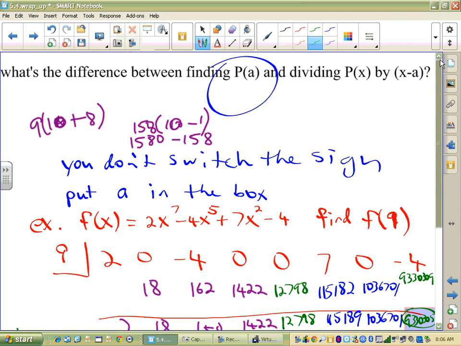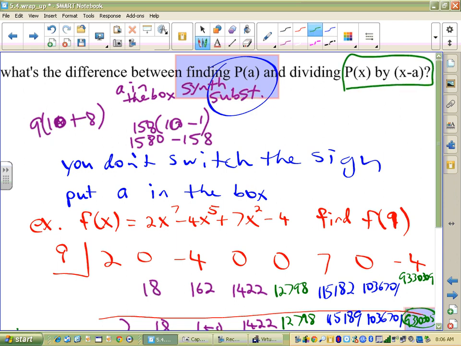So the point here, coming back to this original question, is finding P of A. Really what you're doing in finding P of A is the process of synthetic substitution. You're just putting A in the box. Whereas this other procedure, when you divide, is synthetic division.